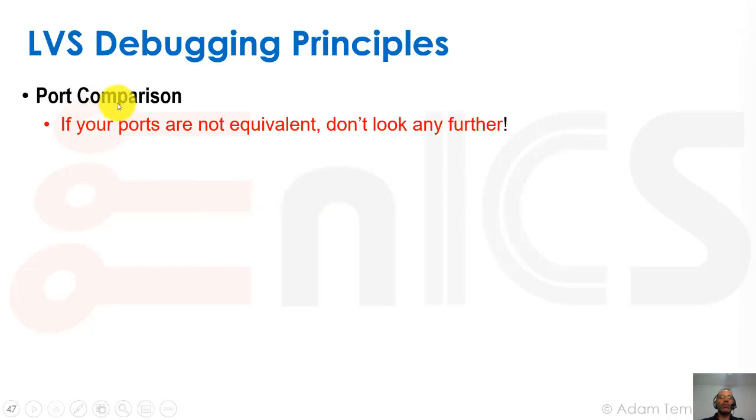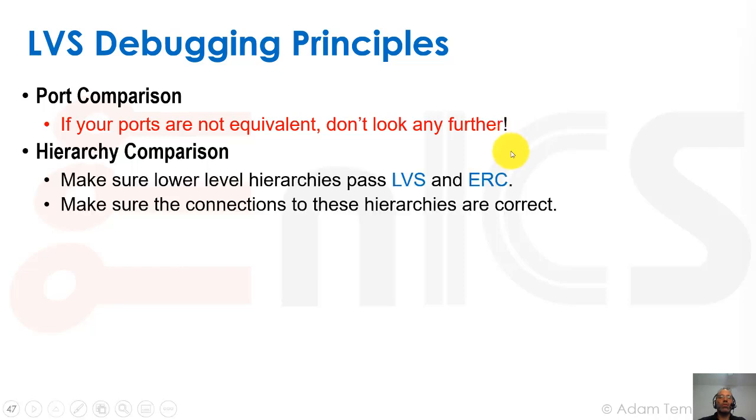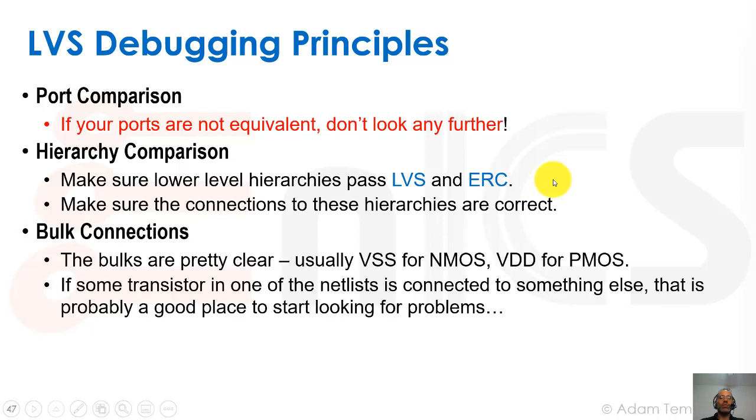So as I said, port comparison. If your ports are not equivalent, don't look any further. Go fix the ports. As I said, these are the staples. These are the anchors of our LVS. If the ports aren't equivalent, don't even start because nothing else is going to work. Hierarchy comparison. Well, make sure lower level hierarchies pass LVS and ERC, and make sure the connections to these hierarchies are correct. I'll discuss that in a minute, but obviously every block that you get should be able to pass LVS and ERC standalone.